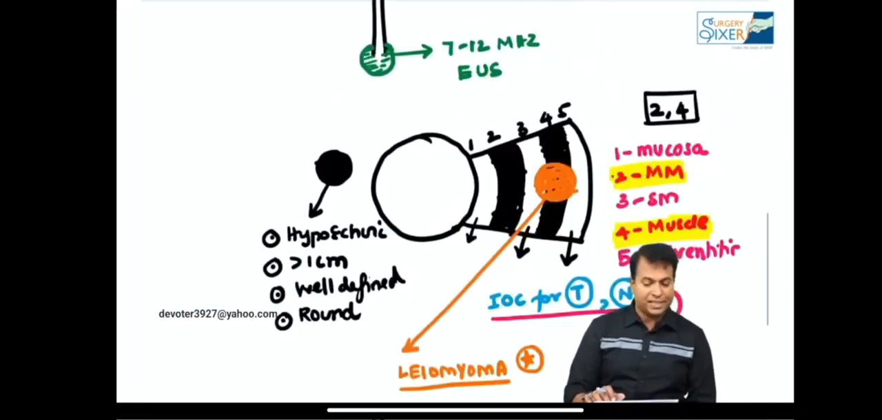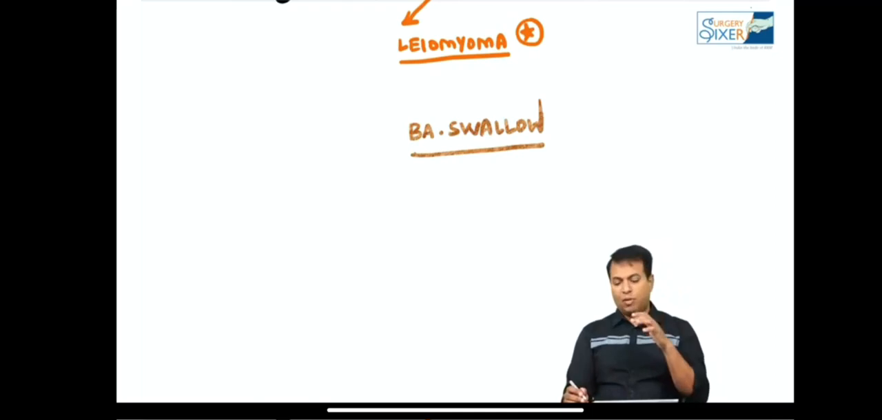EUS has so many applications. So these are the two commonly done investigations. Another investigation which we do is barium swallow. Barium swallow is an investigation done for the esophagus. We will be discussing barium swallow in various topics.